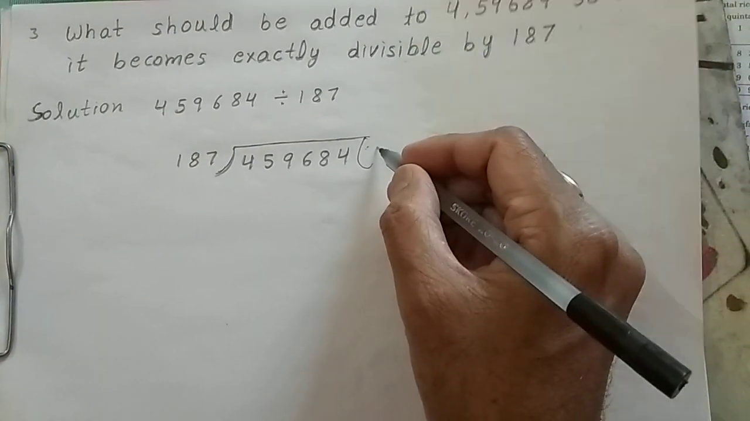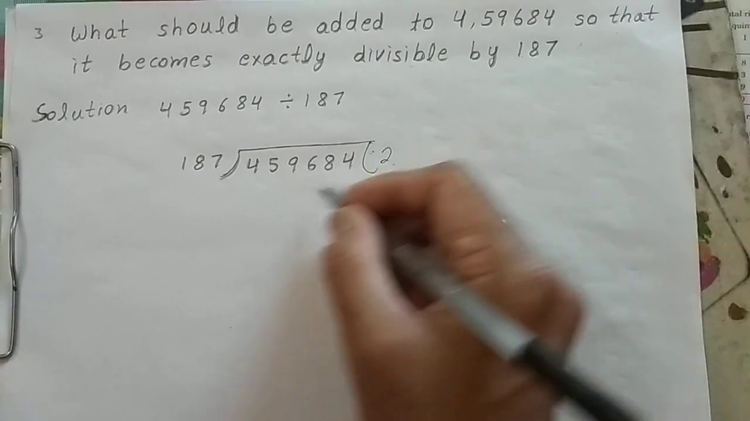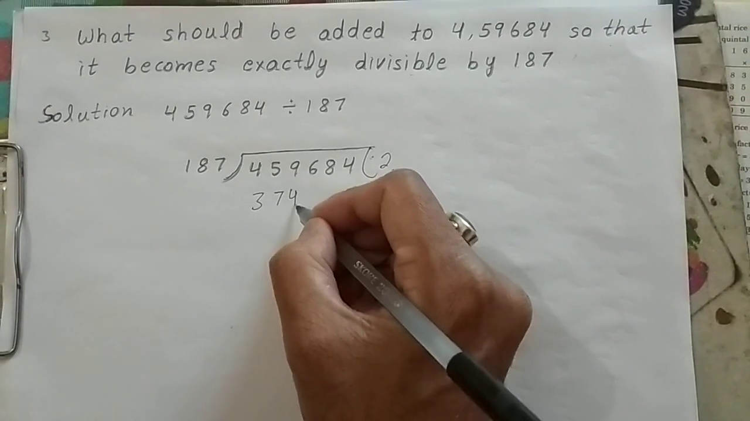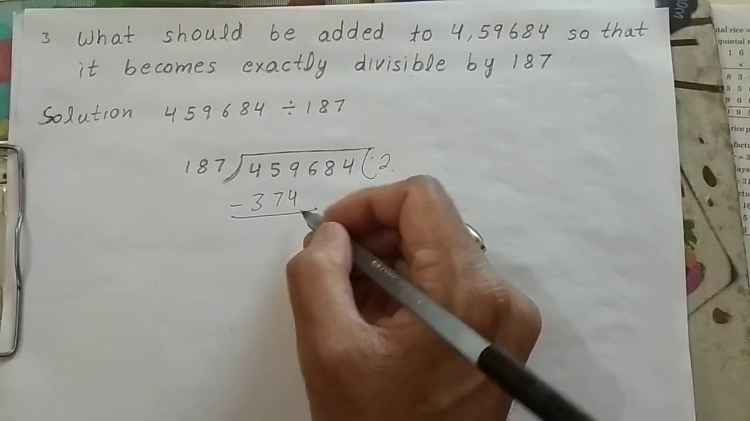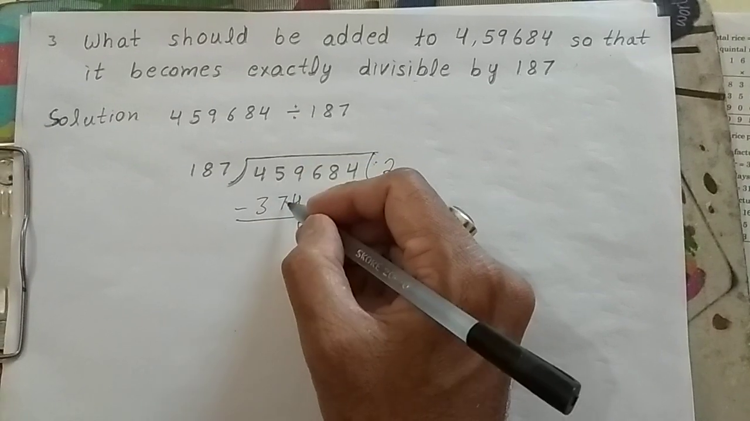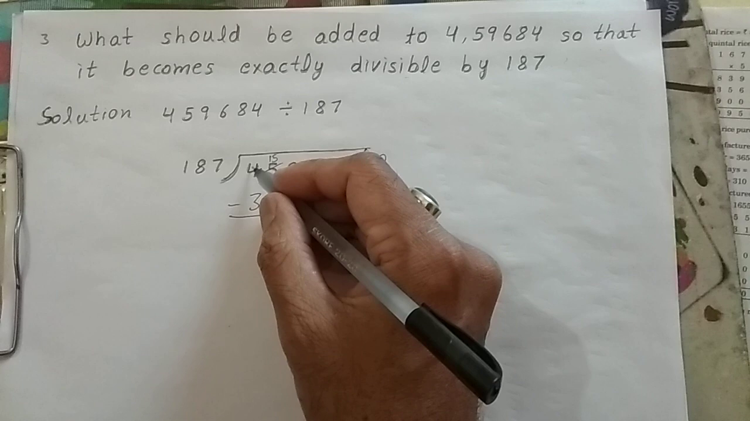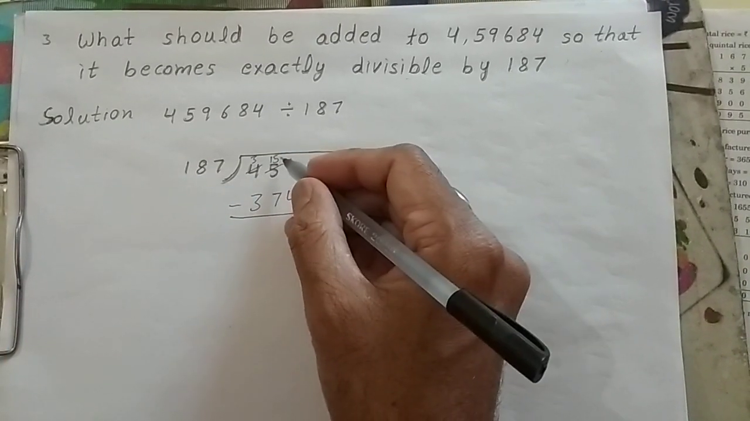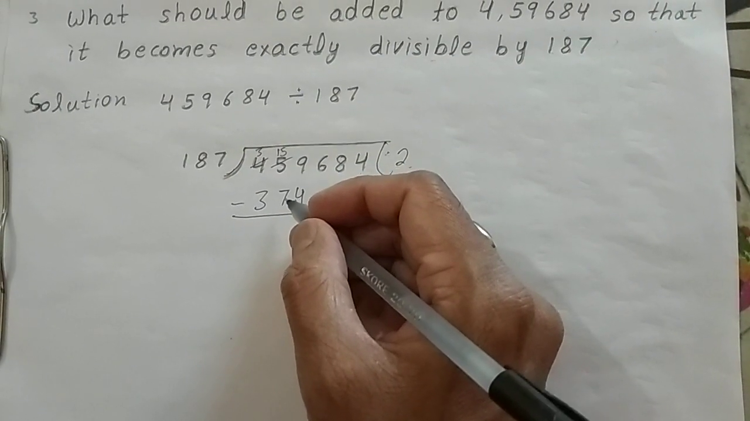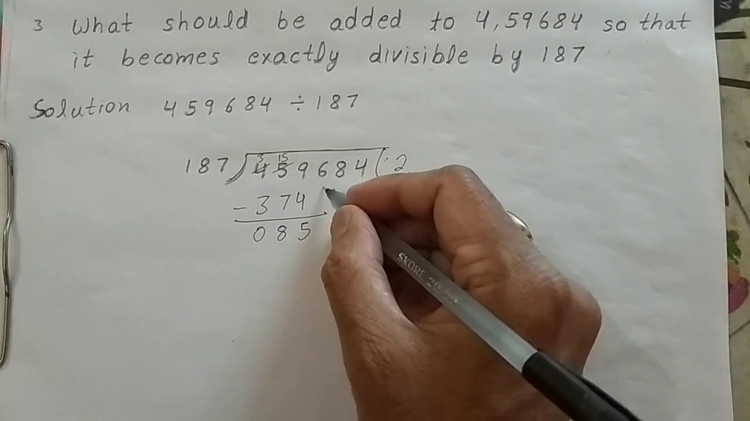187 multiply 2. 3 7 4. Subtract: 9 minus 4, 5. This 5 is less than 7, so what do we do? It will borrow 1 from this 4. This 4 will become 3. It will become 15. 15 minus 7, 8. 3 minus 3, 0.